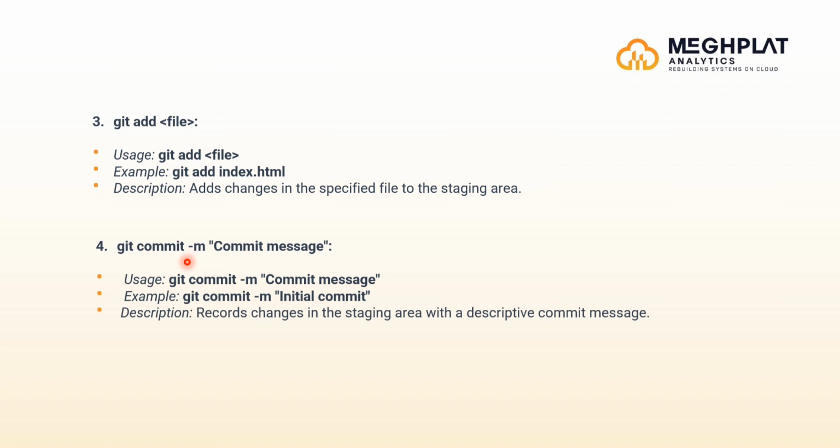Git commit. The commit message is the comment we need to give in the git commit. So how we use it is giving git commit, space, -m, followed by the commit message. This records changes in the staging area with the descriptive commit message.